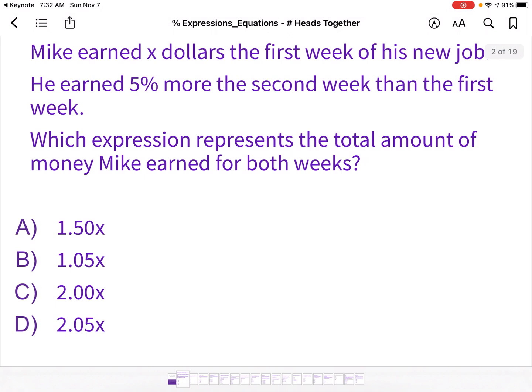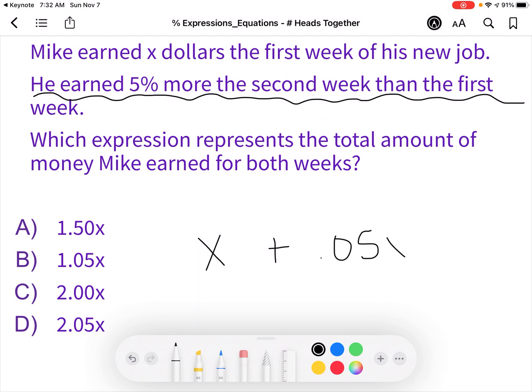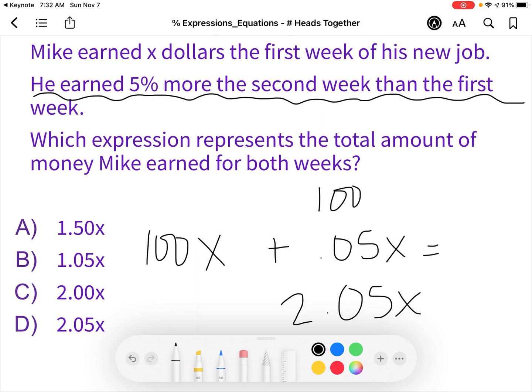He earned 5% more the second week at his new job. Which expression represents the amount of money for both weeks? So he earned X dollars for the first week, and then he earned 5% more the second week than the first. So the first week he earned X, so that means 0.05X. So that gives me a total of 2.05X, because he earned 100%, and then he earned 100%, and then he earned 0.05. So it should have been D.